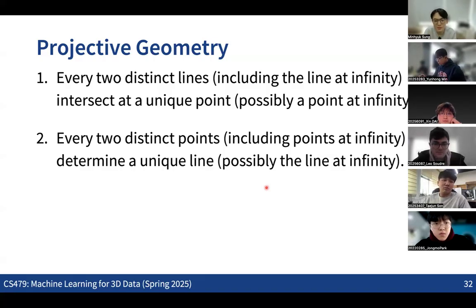Is it clear? So can you basically visualize the projective space in your mind? How does it look in some kind of visualization? We can imagine some visualization of the projective space in different ways.